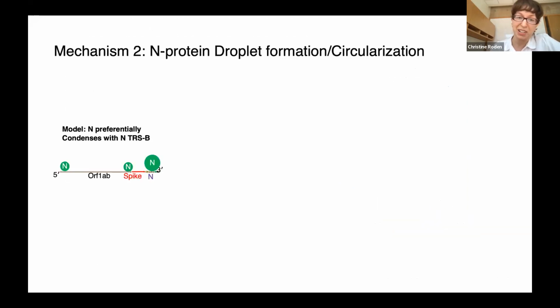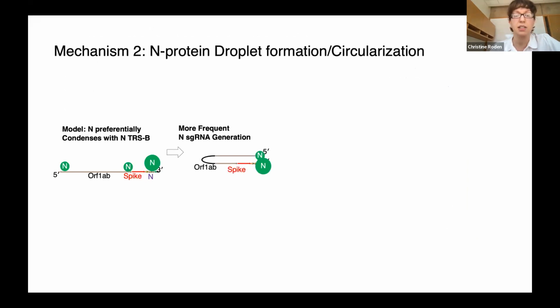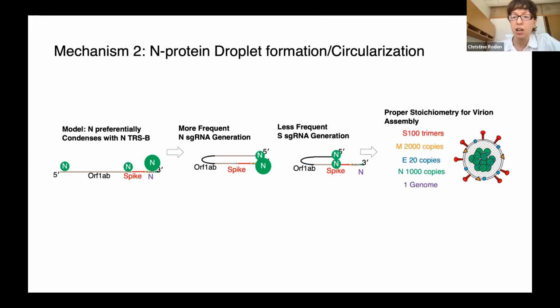So this brings me to mechanism 2. The mechanism that I favor extensively is that N protein droplet formation and circularization are regulating sgRNA generation. So in our model, N protein preferentially condenses with the TRS-B of N over, say, spike. This leads to more frequent N sgRNA circularization and in turn generation, and less frequent S sgRNA generation, which is important for the proper stoichiometry of virion assembly.